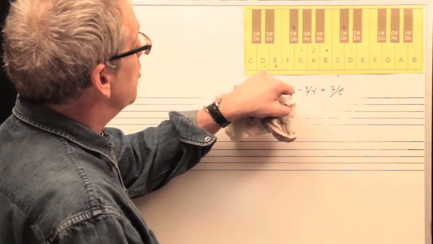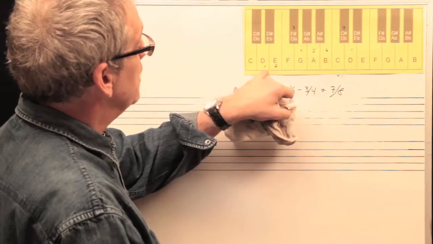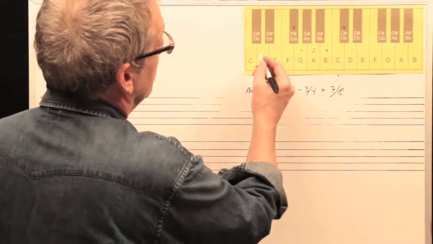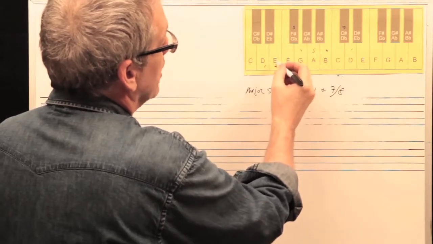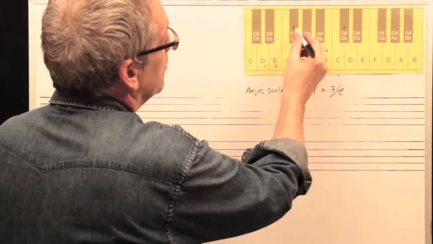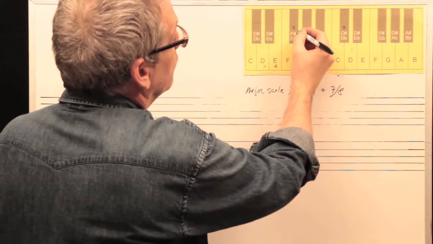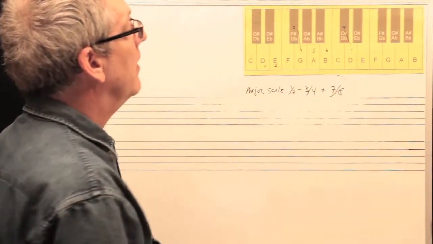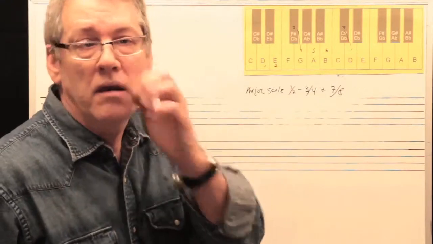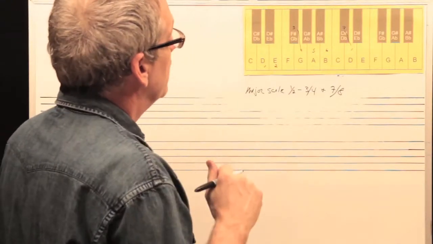So let's say we want to start on a D. Between D and E is a whole step, two halves. 2 and 3 is a whole step, and the half steps fall between 3 and 4 right here, and 7 and 8 right there. Everything else is a whole step. So that's in the key of D.